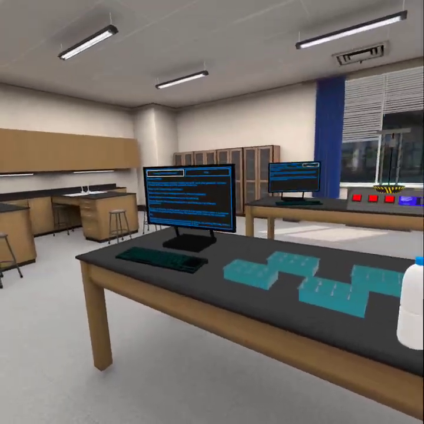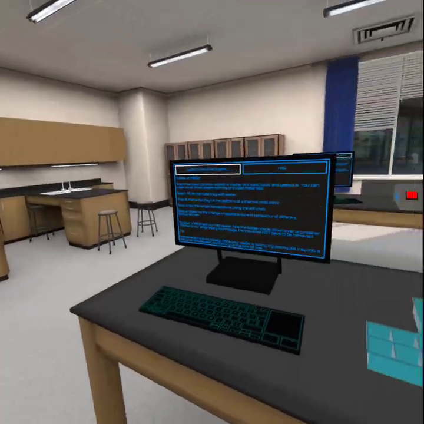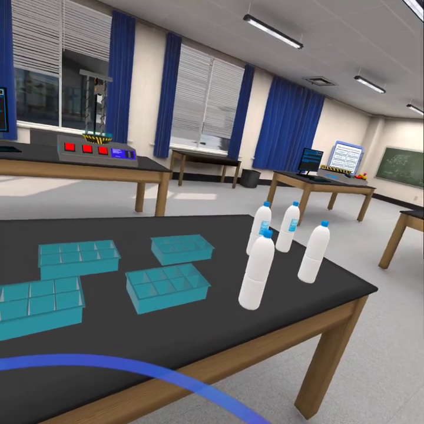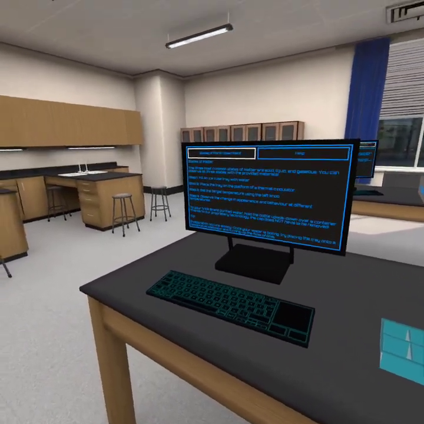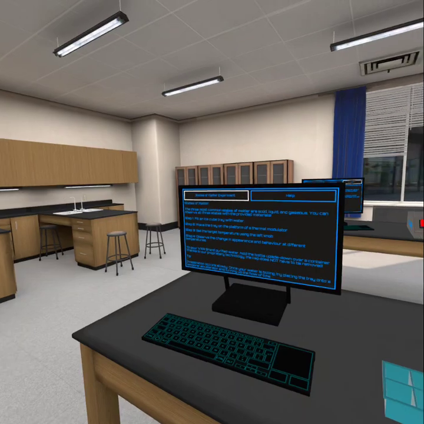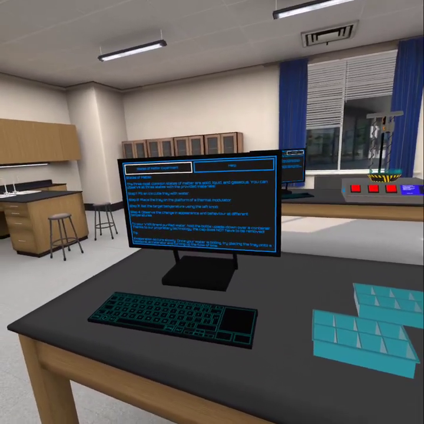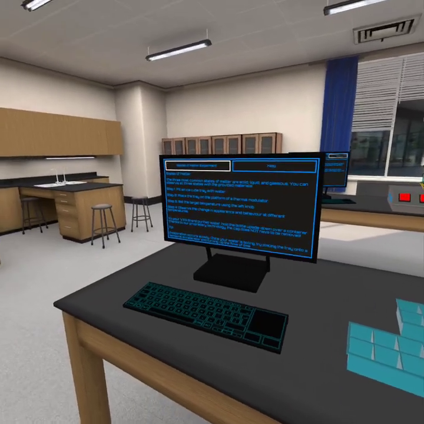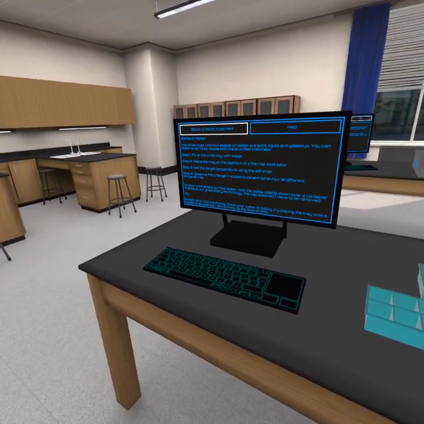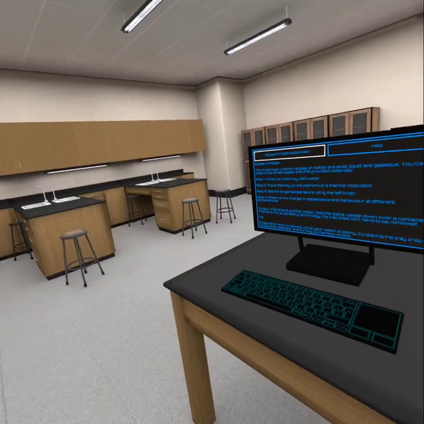So I will go to here, and now I want everyone to please, we have 4 students in this class, so I want everyone to please do this experiment and observe the change in temperature and behavior at different temperatures. Okay, thank you.